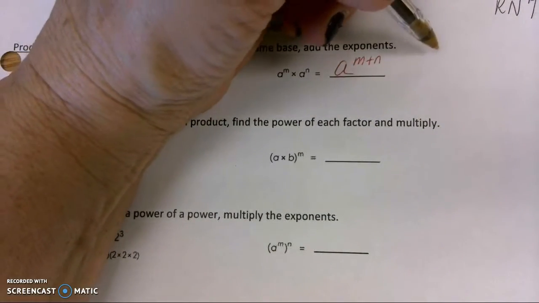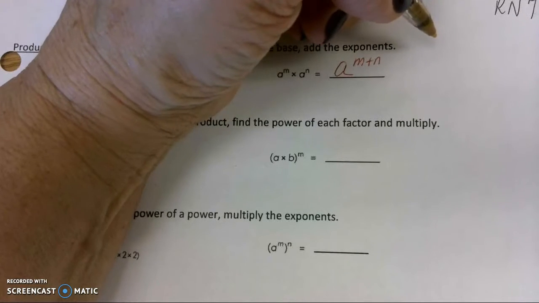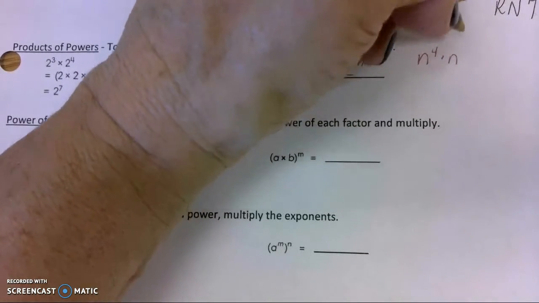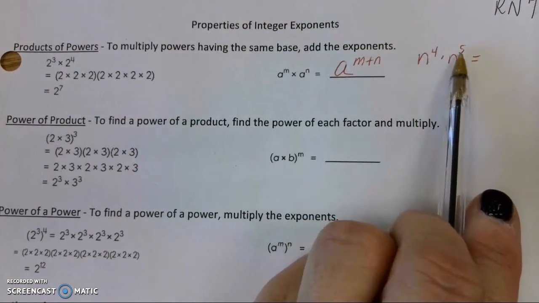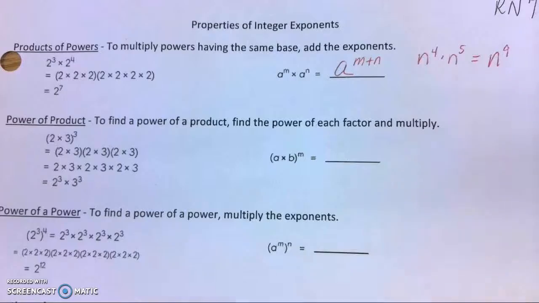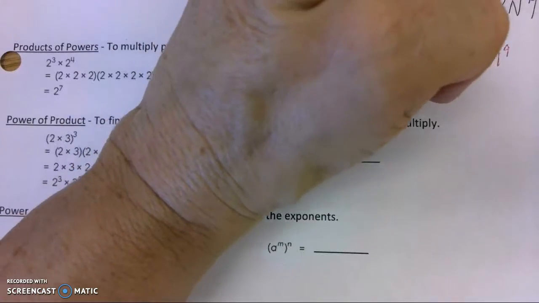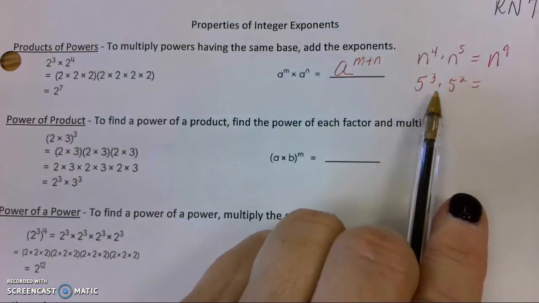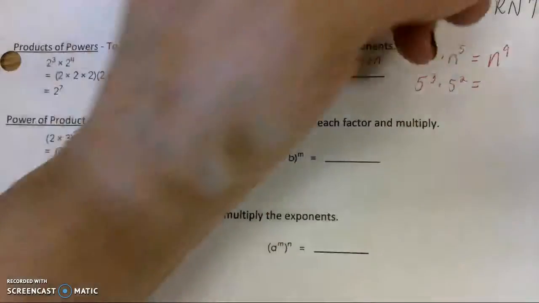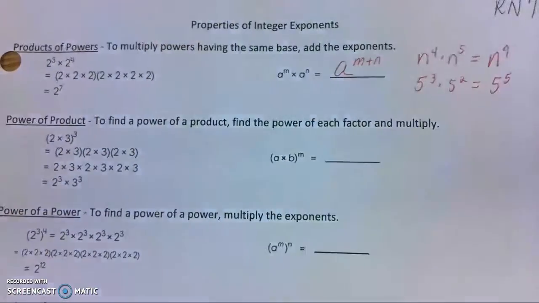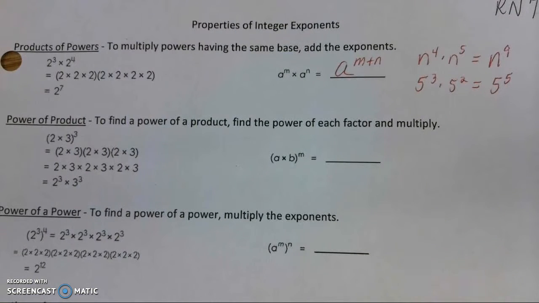I want you to make sure you write down both of these next examples. The first one is going to use variables, and then the second one I'm going to use numbers. So, n to the fourth times n to the fifth equals, same base, fourth power, fifth power. That will give me n to the ninth power. Now, using numbers, 5 to the third times 5 to the second, well, again, I have 3 5s, I have 2 5s, which will give me 5 to the 5th power. So again, when I multiply powers having the same base, I simply add the exponents.